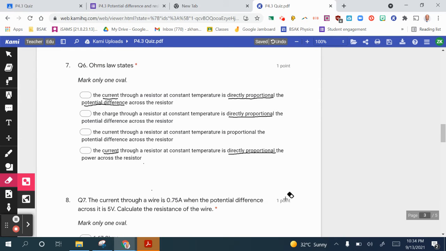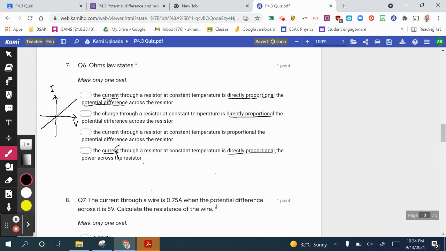So for a constant temperature, as we increase the voltage, the current will increase in direct proportion. Graphically, I'll sketch it out. If this was a current I and this was a voltage V, graphically that would look like a straight line going through the origin. That's what directly proportional signifies, that the line passes through the origin. So the answer here is that one there.